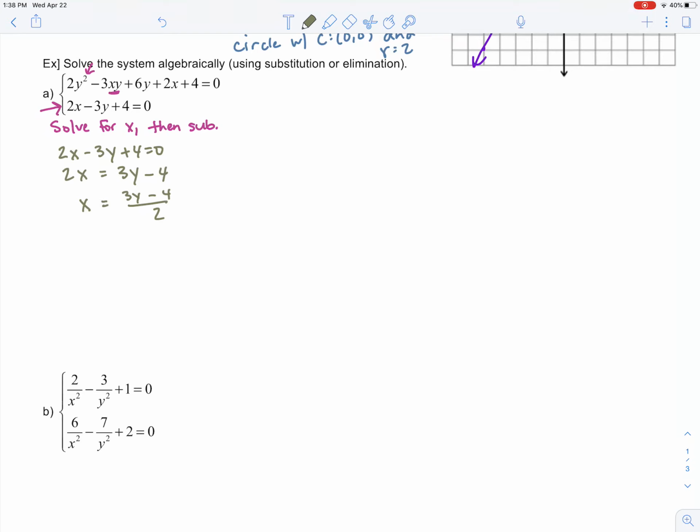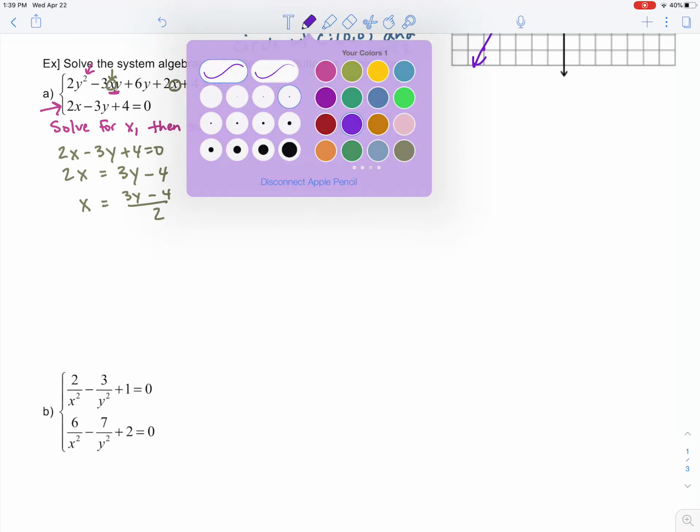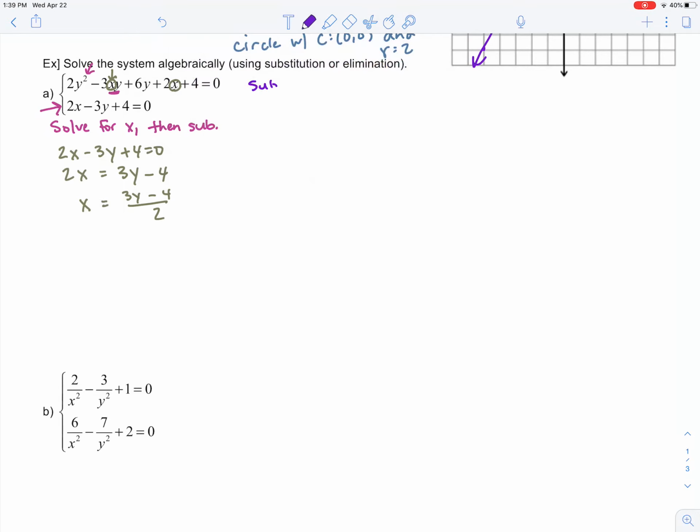X equals 3y minus 4 over 2. Now I'm going to go to the other equation, and everywhere I see x, so here and here, I'm going to replace it with 3y minus 4 over 2. So I will write my substitution step over here. So I have 2y squared minus 3. Instead of x, I'm writing 3y minus 4 over 2 times y plus 6y plus 2 times x, which is 3y minus 4 over 2 plus 4 equals 0.